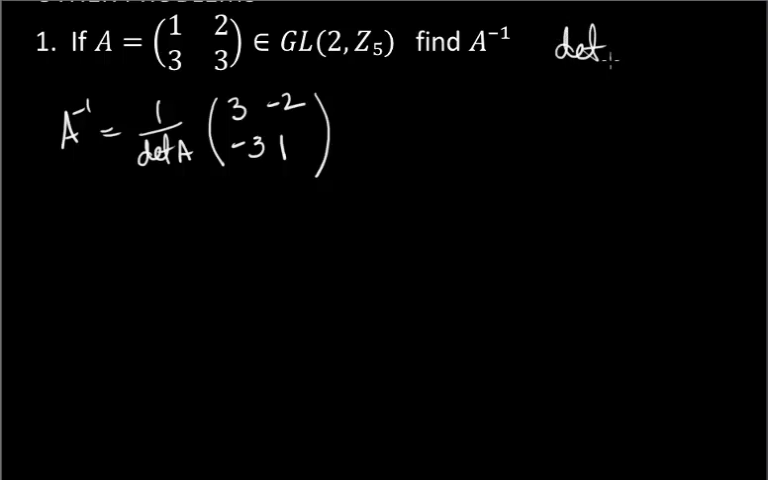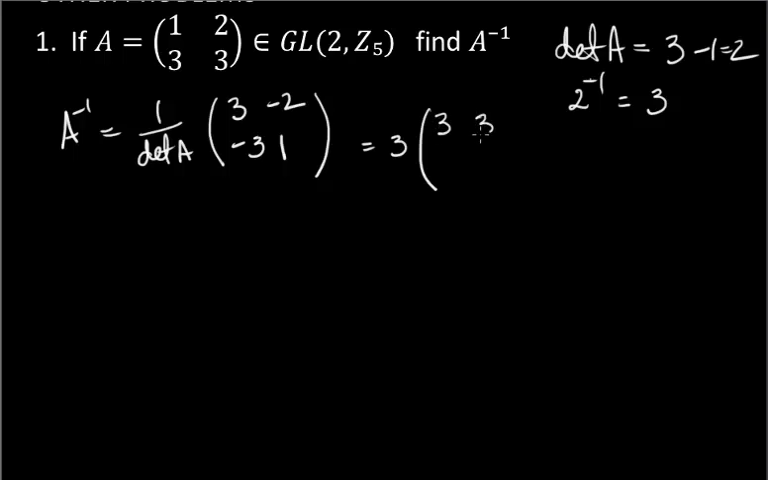So let's calculate the determinant of A. The determinant of A is 3 minus 3 times 2, which is 6, which is 1. So it's 2. And so we want 2 inverse. And the inverse of 2 is 3, because 3 times 2 is 6, which is congruent to 1 mod 5. So this is equal to 3 times the matrix, 3. The additive inverse of 2 is 3. The additive inverse of 3 is 2, and 1.